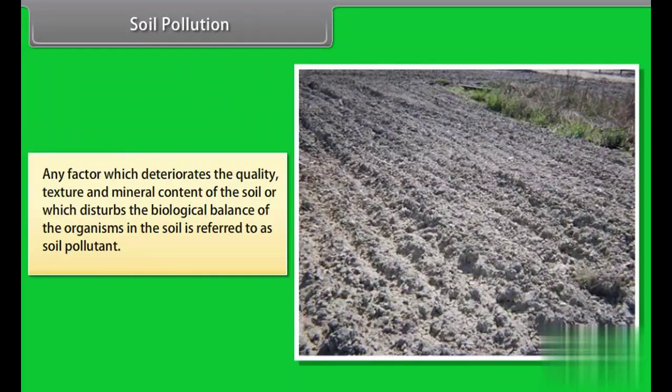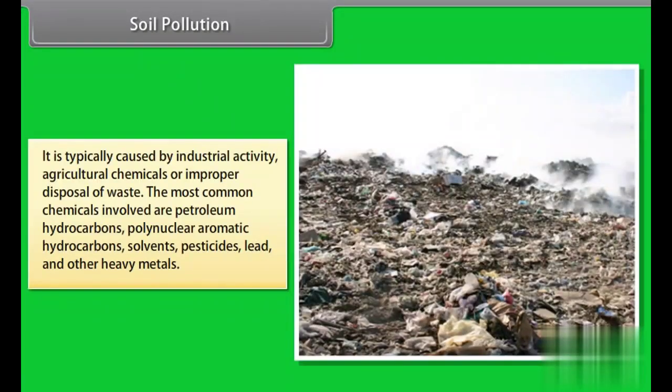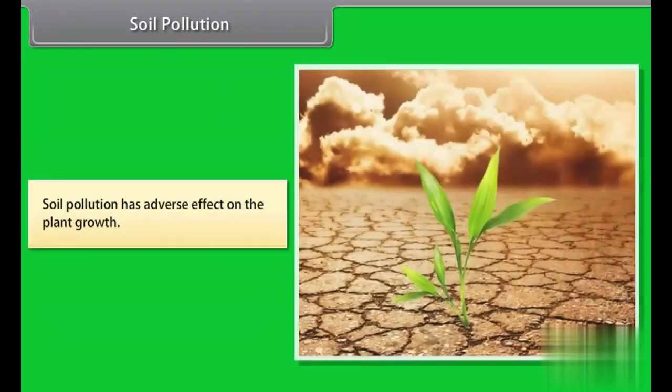Soil pollution. Any factor which deteriorates the quality, texture and mineral content of the soil, or which disturbs the biological balance of the organisms in the soil, is referred to as a soil pollutant. It is typically caused by industrial activity, agricultural chemicals or improper disposal of waste. The most common chemicals involved are petroleum hydrocarbons, polynuclear aromatic hydrocarbons, solvents, pesticides, lead and other heavy metals. Soil pollution has an adverse effect on plant growth.